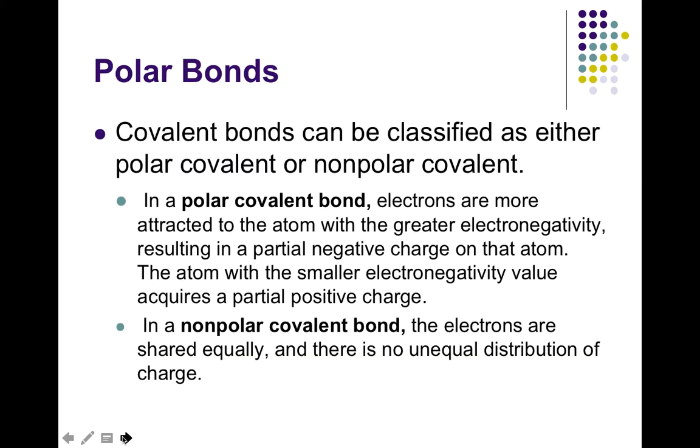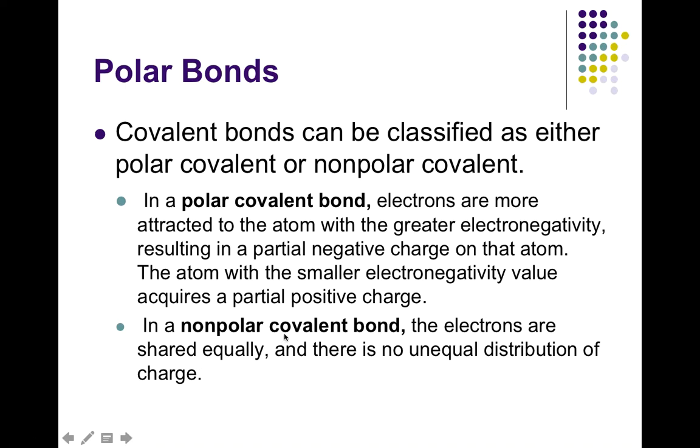Covalent bonds can be classified as either polar covalent or non-polar covalent. You should write in: in a polar covalent bond, electrons are more attracted to the atom with the greater electronegativity, resulting in a partial negative charge on that atom. The atom with the smaller electronegativity value acquires a partial positive charge. So there are ends to this bond.